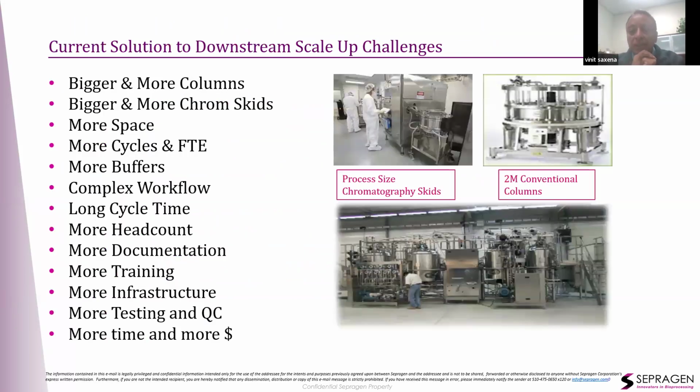So this is a typical ad hoc response to significant scale up. Get bigger, wider columns, more space, more cycles, FTEs, more buffer, long cycle times, more headcount, more documentation, more training, more infrastructure, more of the same. And that just multiplies the headaches, probably not additively, but in several ways, right? Because not only is the size of your process equipment increased, but your infrastructure has to hold up as well.